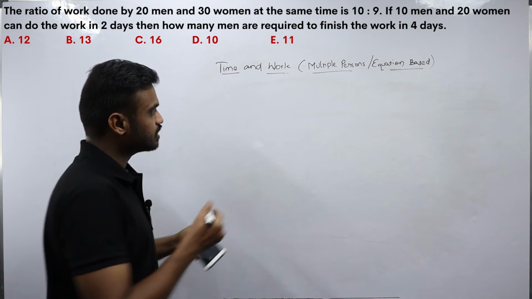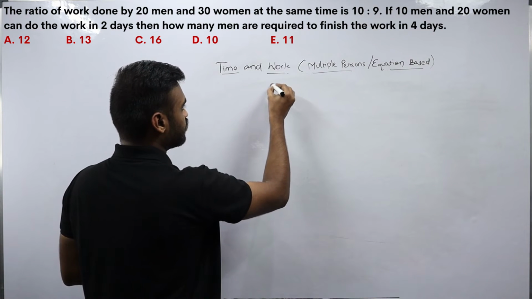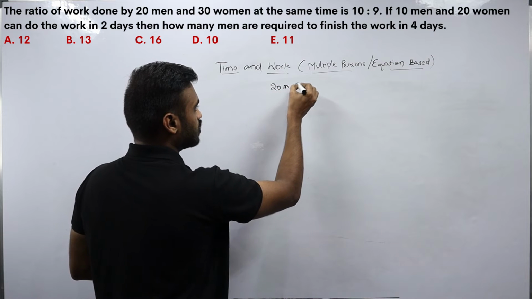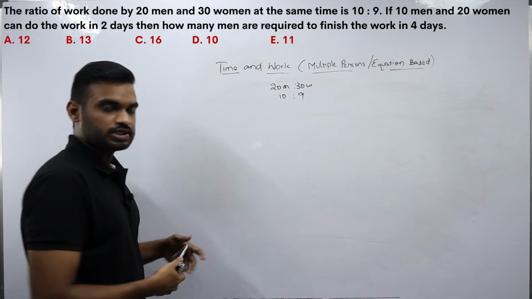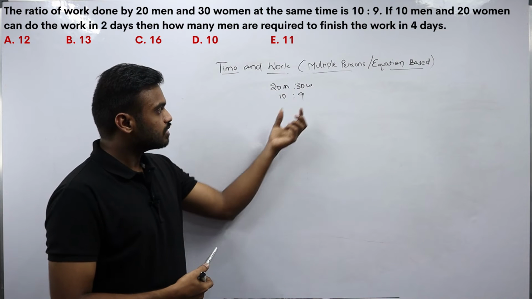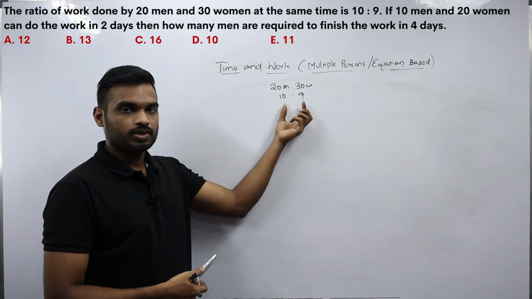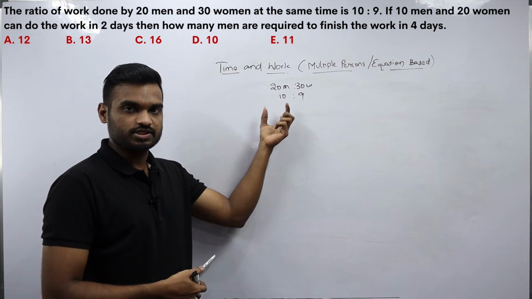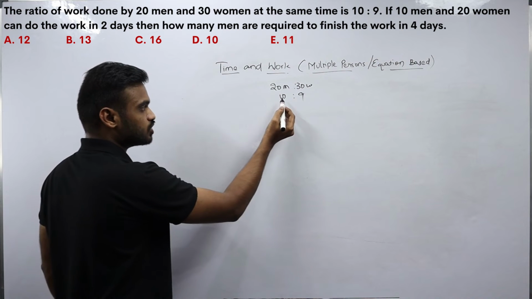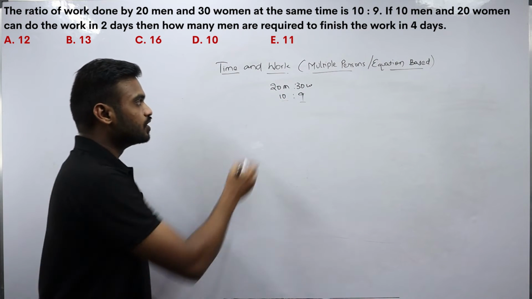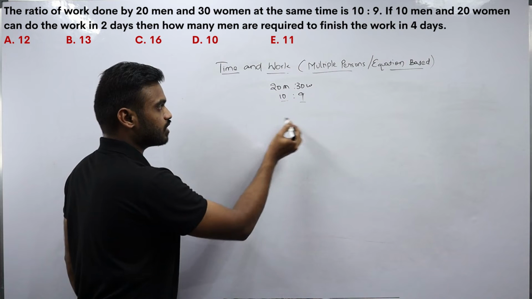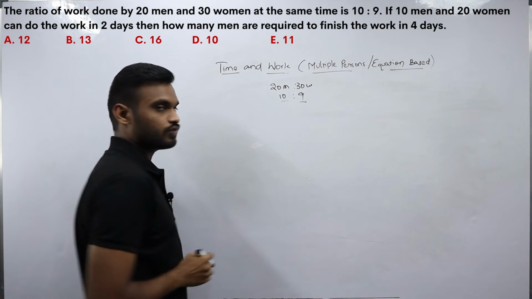Now they are saying that the ratio of work done of 20 men and 30 women is 10:9. Please read the question carefully. Here they have given the ratio of work done, but this is not the ratio of efficiency. This is the ratio of total work done by 20 men and 30 women. 20 men are completing 10 parts of work and 30 women are completing 9 parts of work.